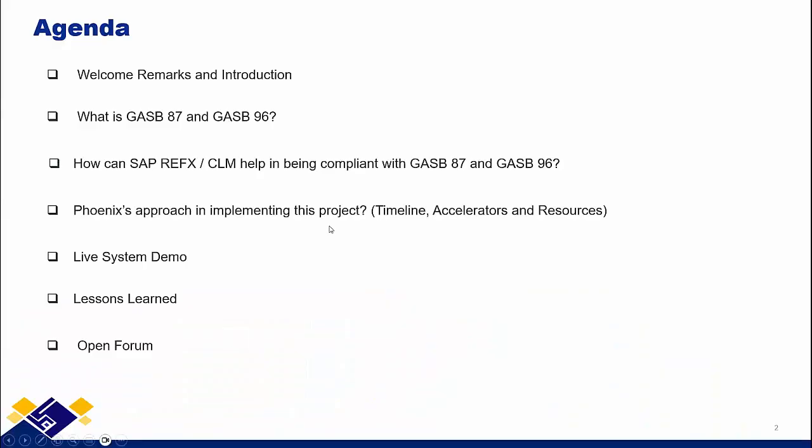Okay, so for the agenda for today, we'll discuss what is GASB 87 and GASB 96, and we'll explore how flexible real estate and contract lease management can help you become compliant with Governmental Accounting Standards Board 87 and 96. We'll also show you the approach, Phoenix's approach in implementing this type of project. We'll show you typical timelines, the accelerators that we're using, and the resources that we field for this type of project. We will also show you some systems.